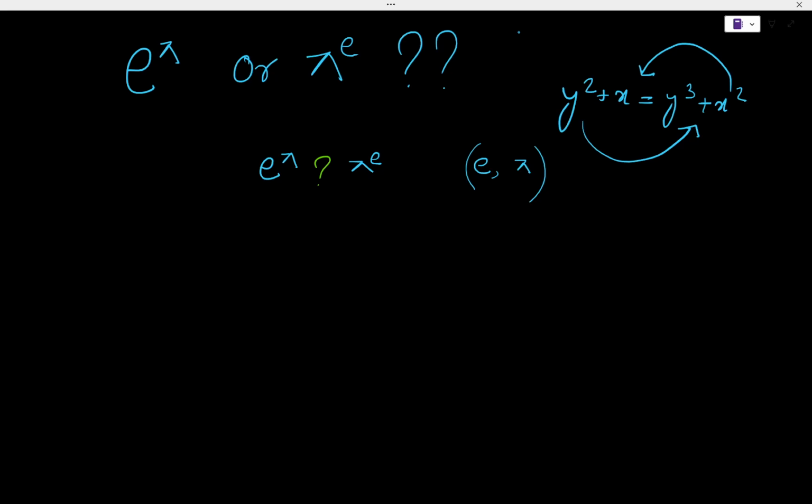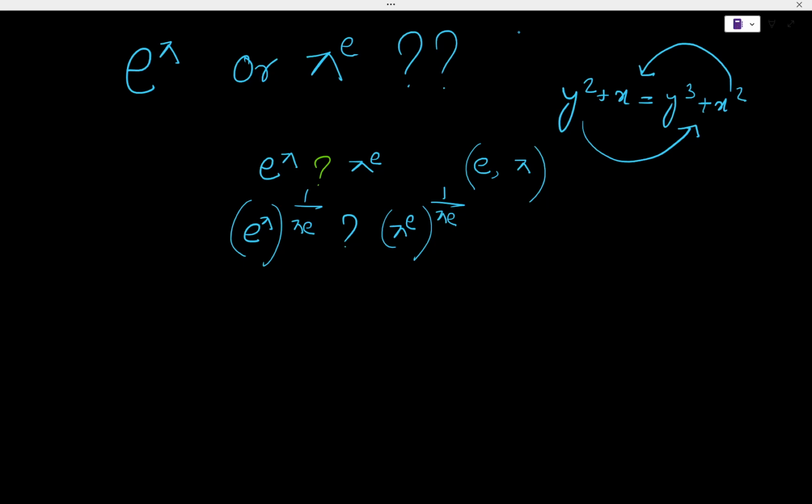Following a similar approach, which is quite intuitive to be honest, what I want to do here is bring terms of e on one side and pi on the other. The best way to do that is to raise both sides to 1 upon pi e. Now, please note that since both the numbers are positive and I'm raising them to a positive power, whatever sign was here, greater than, less than, or equal to, will not change.